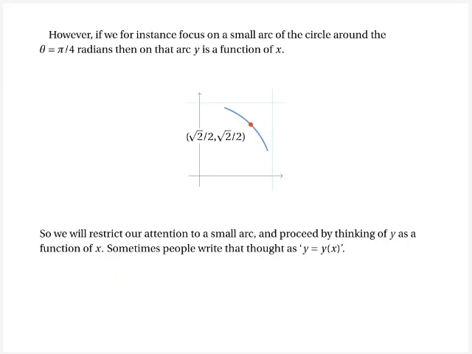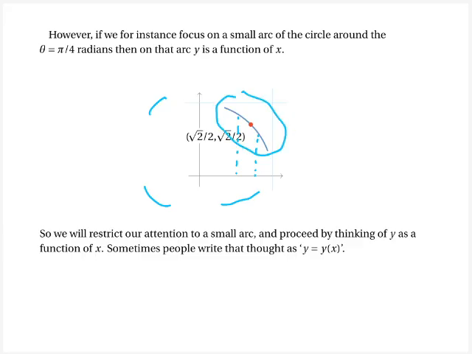So if we, for instance, focus on a small arc of the circle around the point x, y, here I happen to have a small arc of the circle around theta equals pi over 4 radians, then on that arc, y is a function of x. So we're just focused on a small arc of the circle, and on that arc, y is a function of x. I'm not looking at the part over here, I'm not looking at the part over here, and I'm also not looking at the part over here. On that arc only, y is a function of x.